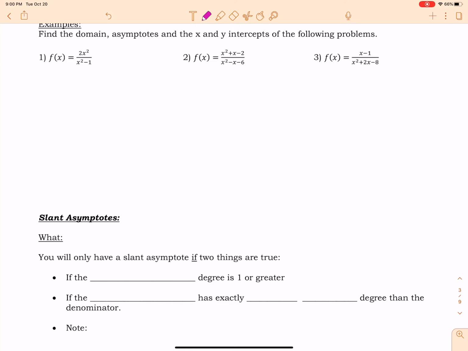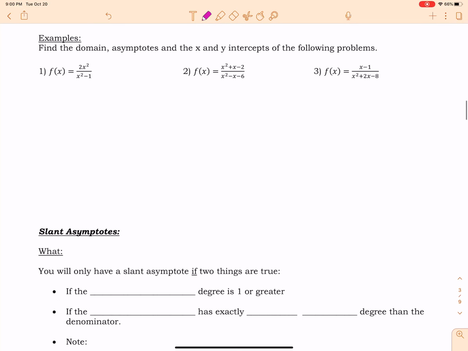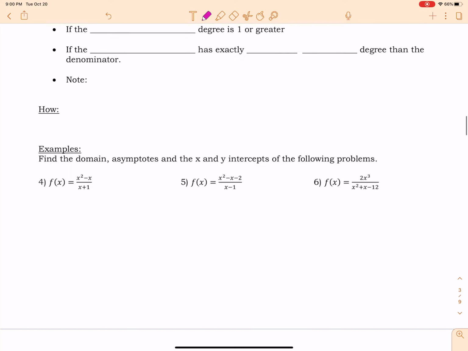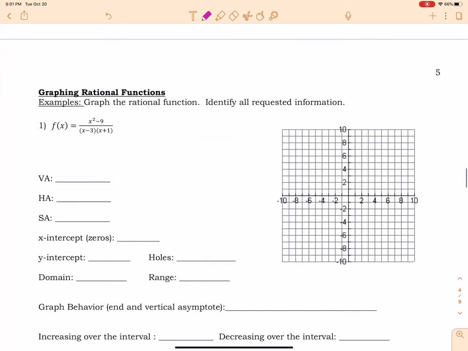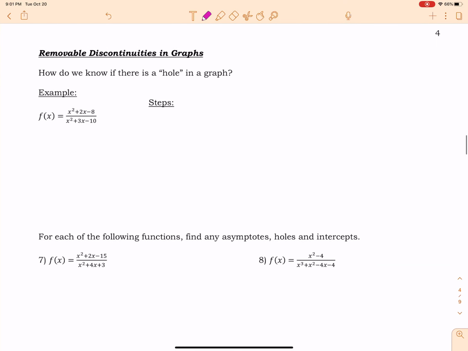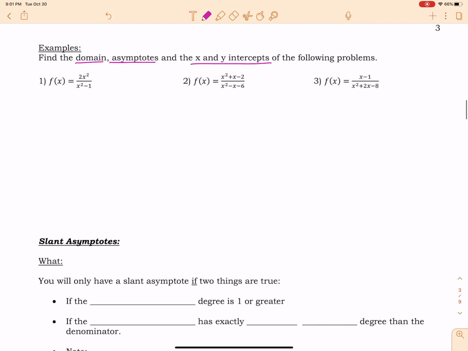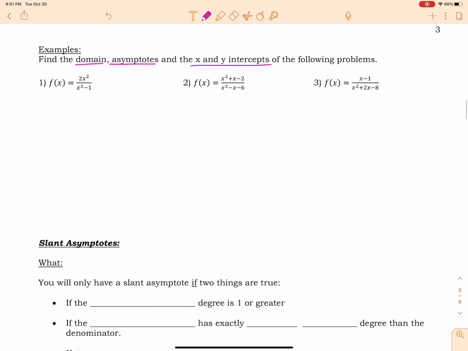Okay, pre-cal, here are your examples for finding vertical and horizontal asymptotes. We are first going to find the domain, find the asymptotes, and then we're going to find the x and y intercepts. You may be asking yourself, why are we doing all this? Well, because guess what's coming? We're going to be graphing these. I know you're very excited. Try to calm down. Okay, so let's figure all this out.